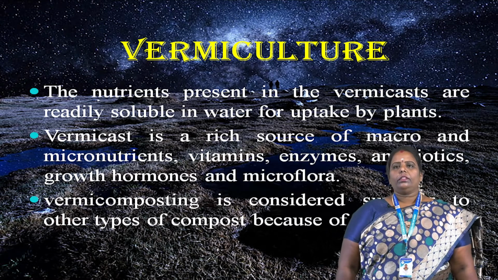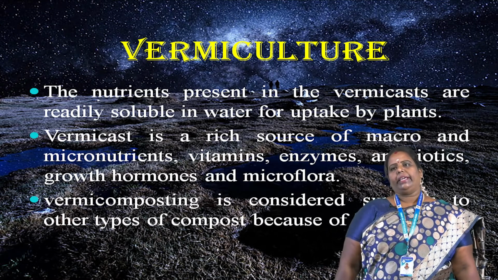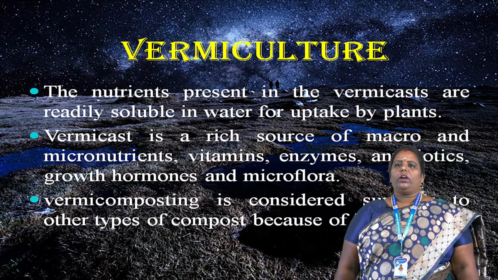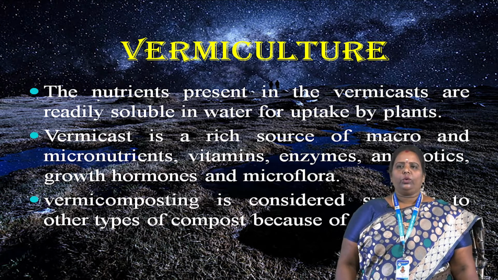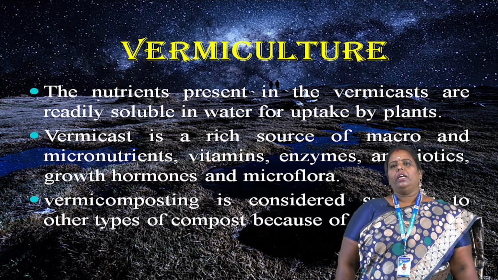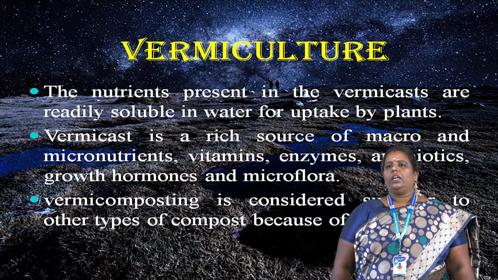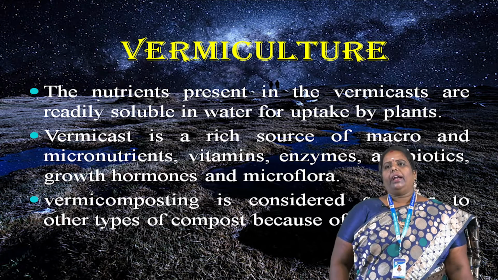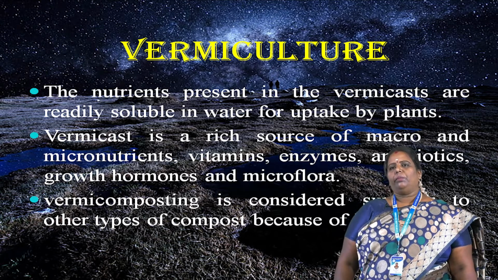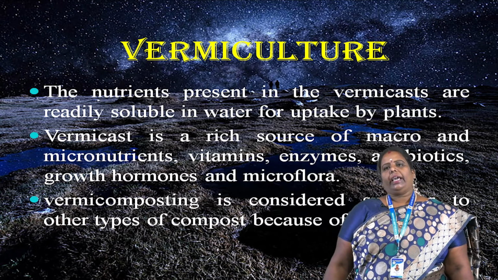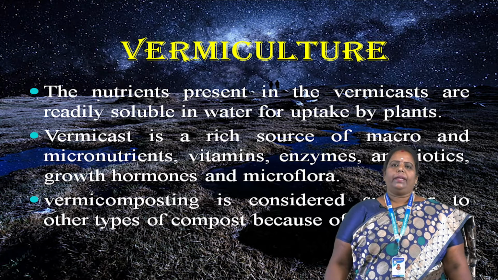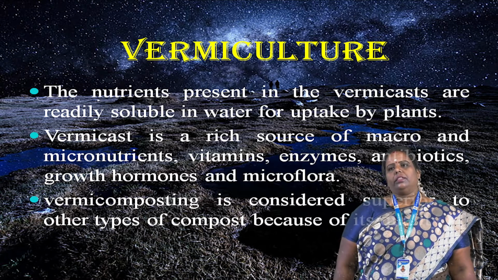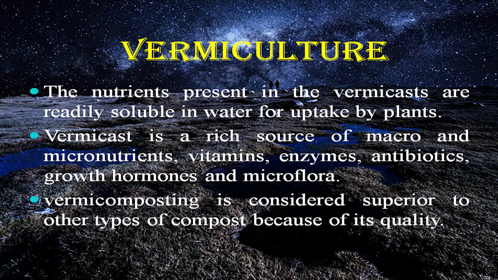Next, the nutrients present in the vermicast are readily soluble in water for uptake by plants. This vermicast is ready for absorption by the plant because it is readily soluble in water, so the plant absorbs it easily. Afterwards it is used for the formation of vegetables and fruits. Next, the vermicast contains a rich source of macro and micronutrients, NPK, and also vitamins, enzymes, antibiotics, growth hormones, and microflora.